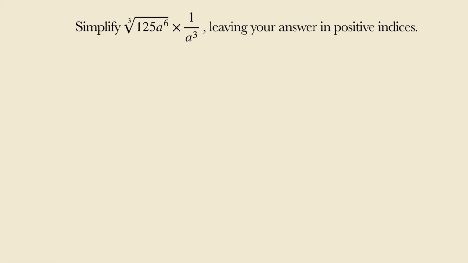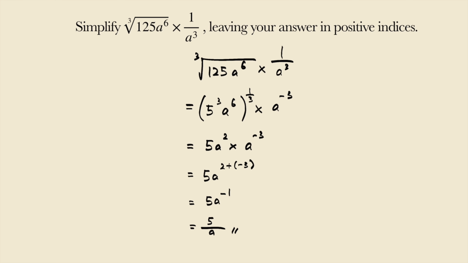Okay, cube root of 125, by now you should know is a 5. And cube root, also known as power 1/3, gives us an a power 2 here. Then from here, same base with the multiplication, we add the powers. So it's 2 plus negative 3. So it's negative 1. Do I want to write a power negative 1? No, just write it as denominator a, and that's the answer.